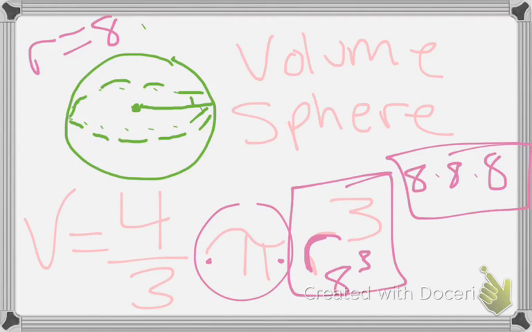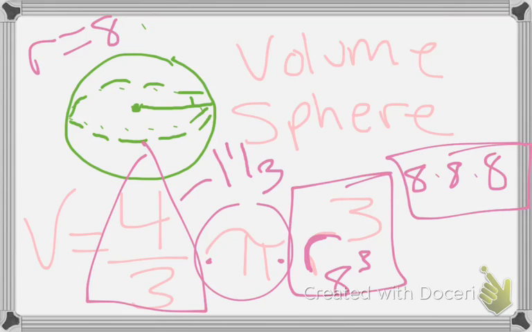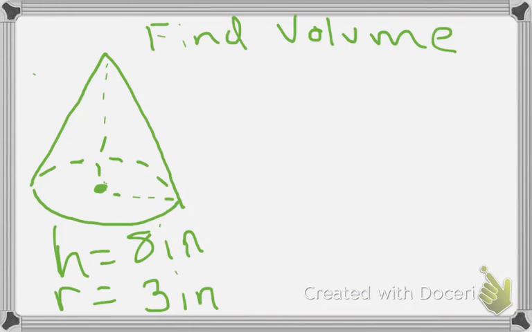Then you multiply that times pi and times 4/3. I would change 4/3 to a decimal. That would be 1 and 1/3. 1 and 1/3 as a decimal is 1.33 repeating. Or you can keep it as 4/3.